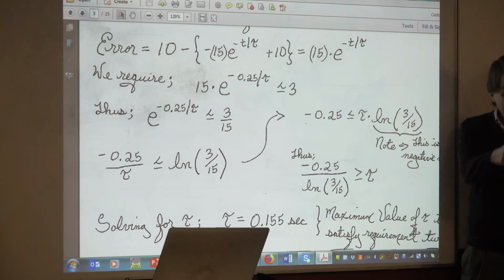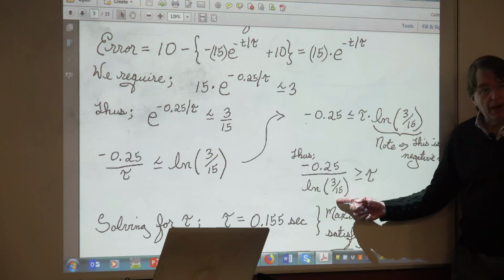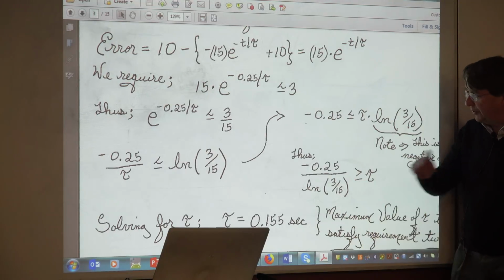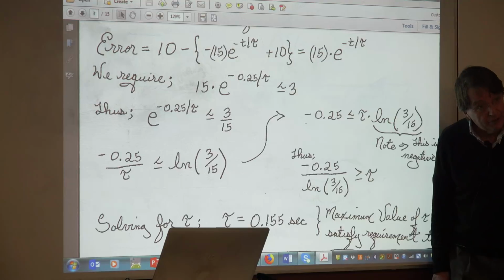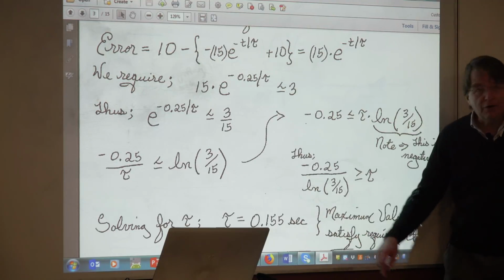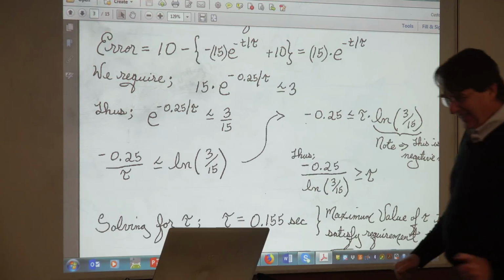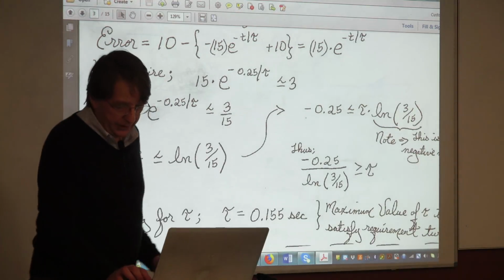Good. Please. Because the ln of 3 over 15 is negative, that's why you flip the sign. Very good. I hadn't even thought of mentioning that. You're absolutely right. Since we now divide by a negative number, we flip the sign. Thank you for the assist. That was a very nice observation. Thank you. Beautiful. So here I get a tau of 0.155. How are we doing? Great, thanks. Okay. So I look at this and say, great.